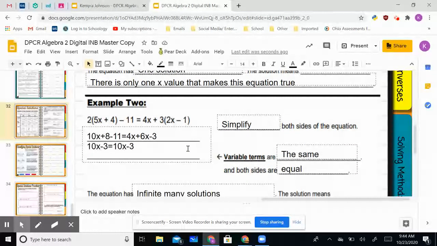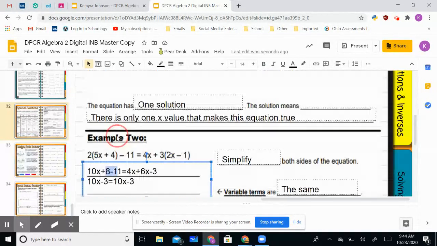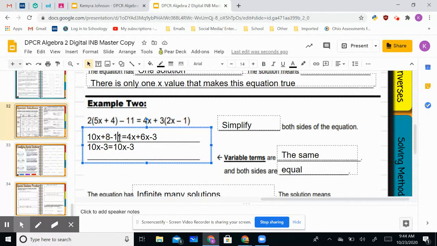Now, if we take a look at the other examples, for example 2, just like what we did before, we have to simplify our equation. So we got some distribution going on here, and then we're also going to have some combining of like terms. So just like I did before, I distributed this 2 inside of here, giving me the 10x plus 8, and over here I distributed the 3 in here, giving me the 6x minus 3. Now that I got everything all distributed out, I need to go and combine like terms. Over here, my like terms are the 11 and the 8, which gives me this negative 3. Over here on the right, I have my 6x and my 4x. Those come together and give me this 10x.